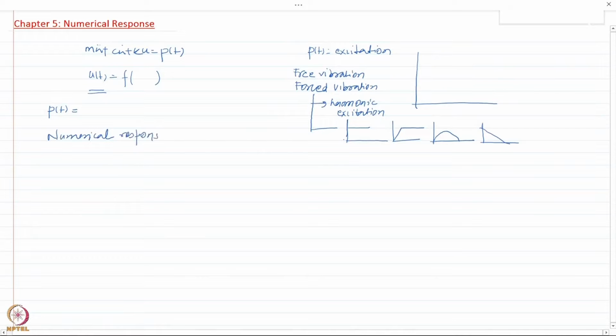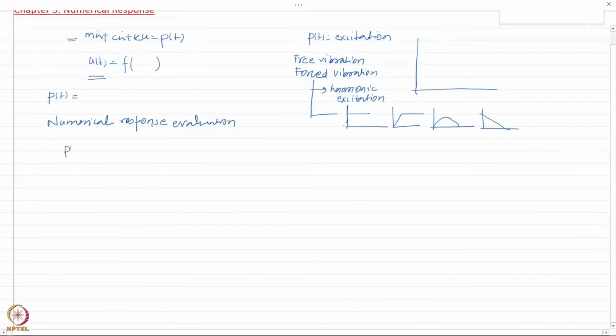So numerical response evaluation would be utilized to get the response of this single degree of freedom system. We are dealing here only with single degree of freedom systems, but remember this can also be extended to multi-degree of freedom systems. We would get the numerical response using different methods, and we are going to talk about those methods. So let us consider p(t), which is some arbitrary function that cannot be written as a closed form solution.